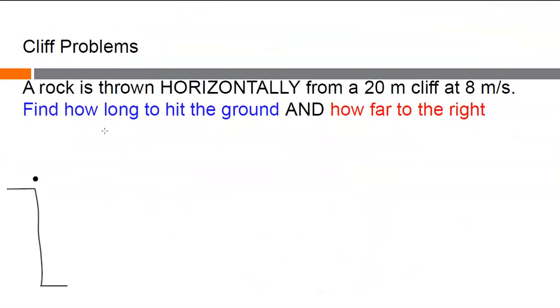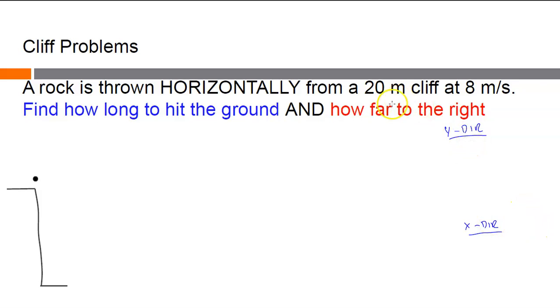Let's do one. Here's one right here. A rock is thrown horizontally from a 20-meter cliff, this time at 8 meters per second. They have two questions. How long does it take to hit the ground? And how far does it go to the right? I'm going to answer both of those right now, and you can already see where this is going, I think. We need to separate out the y variables and the x variables like we did. Here's all my y direction stuff, and here's all my x direction variables, and keep those separate because they have nothing to do with each other.